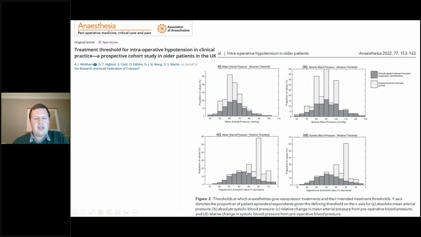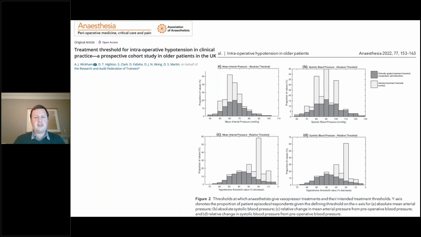But the darker bars actually show us where we do it. We don't do it until it's 30, 40, sometimes 50% down from the relative drop from the baseline. So what can we do to try and improve our reaction to hypotension?